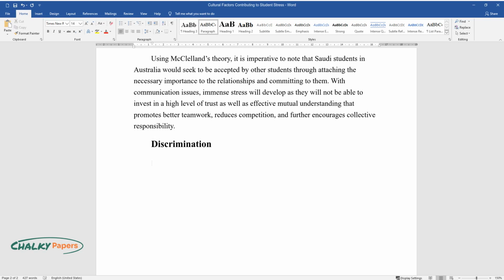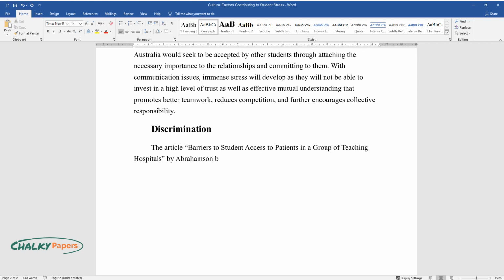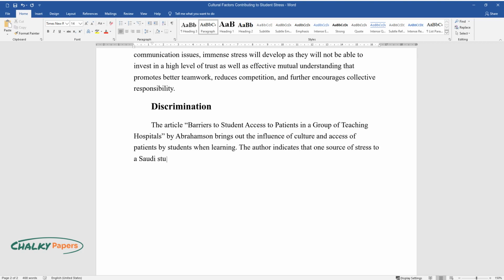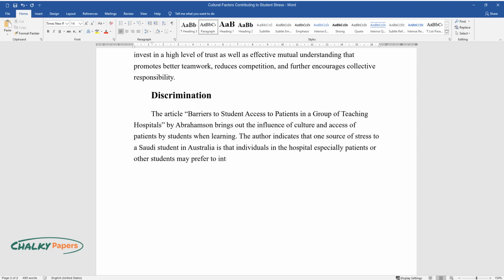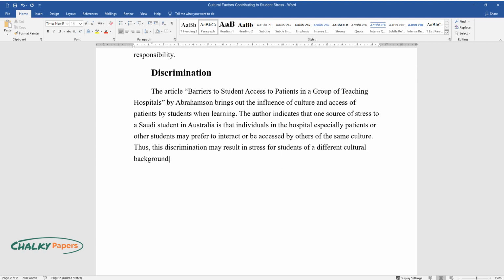Discrimination. The article Barriers to Student Access to Patients in a Group of Teaching Hospitals by Abrahamson brings out the influence of culture and access of patients by students when learning. The author indicates that one source of stress to a Saudi student in Australia is that individuals in the hospital, especially patients or other students, may prefer to interact or be accessed by others of the same culture.